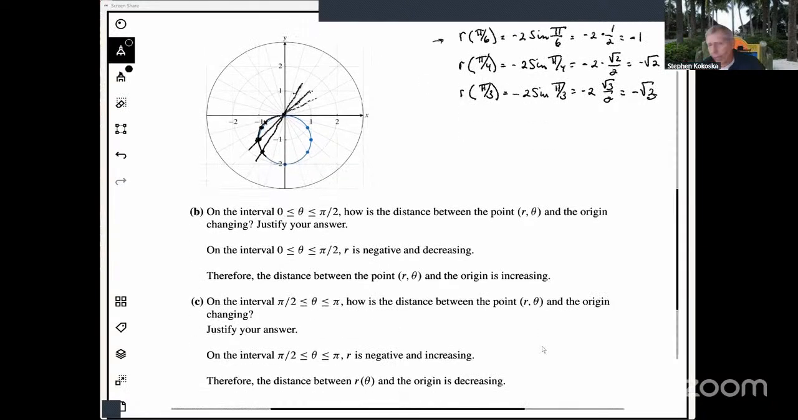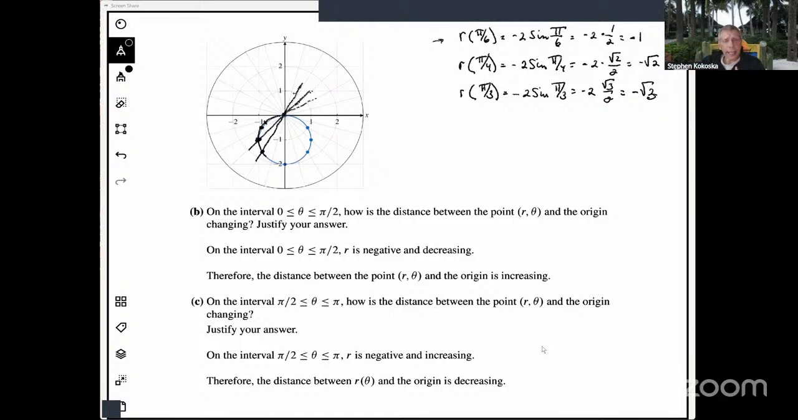That's kind of cool. Hey, how about that? And now between pi over 2 and pi, well, okay. I completed my table, and I found that as theta varied between pi over 2 and pi, I'm moving along the circle in this direction. I plotted a few more points. I looked at the value of r, and I recognized that r is negative, but it's increasing. So it's negative, but it's increasing. And that tells me that the distance between r, theta and the origin is decreasing.